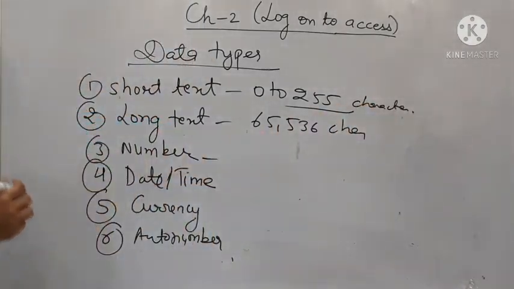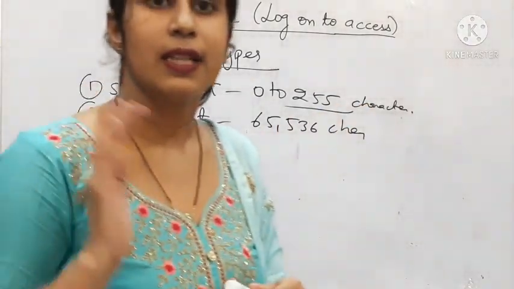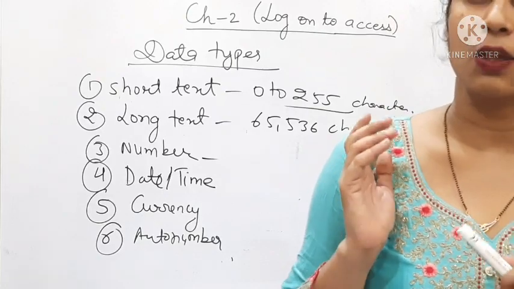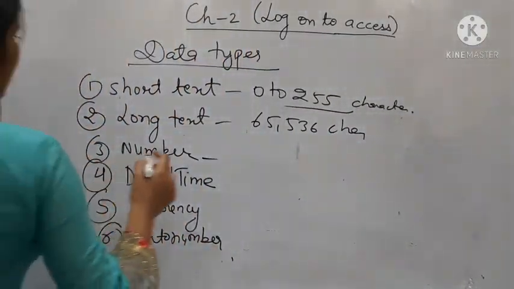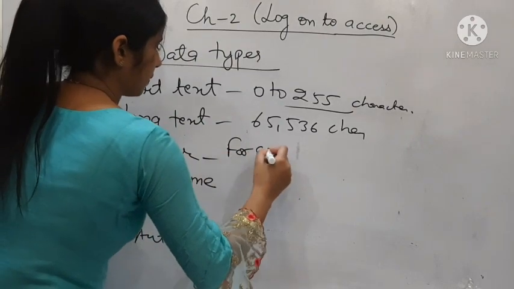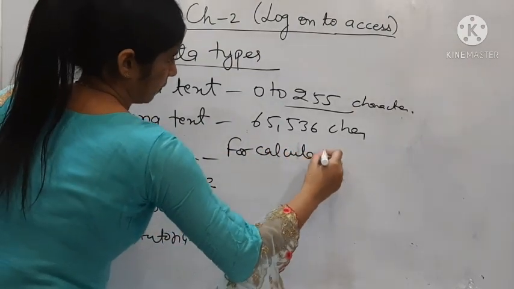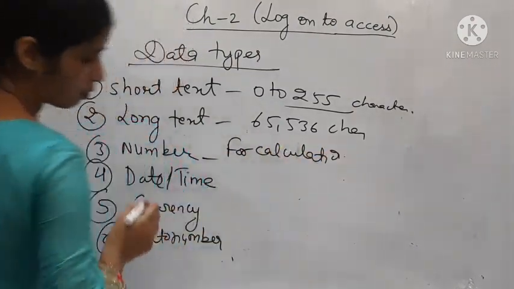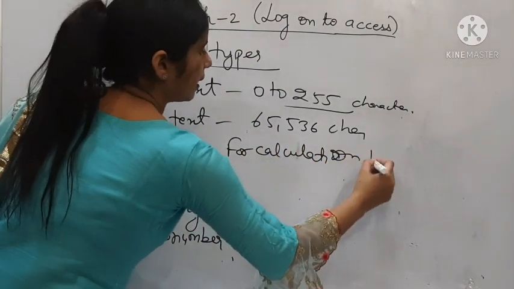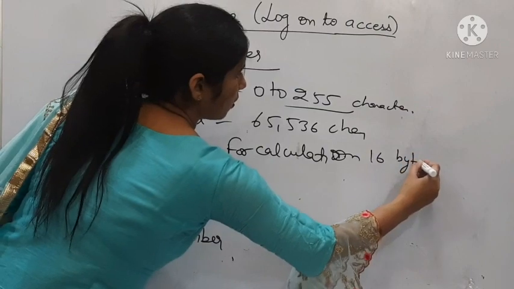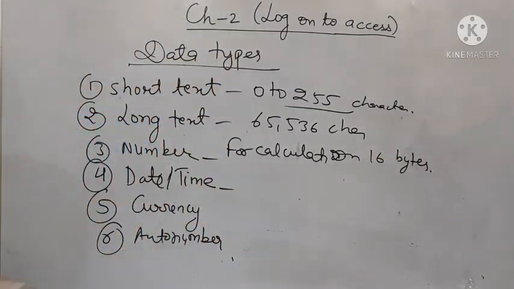Okay. Next one is number. Number we know very well. The numbers that we are using for the calculation purpose, we will use in the number data type. Okay, for calculation. What we are using here for the calculation purpose, we are using these all here, and the limit is up to 16 byte. Next is date and time.